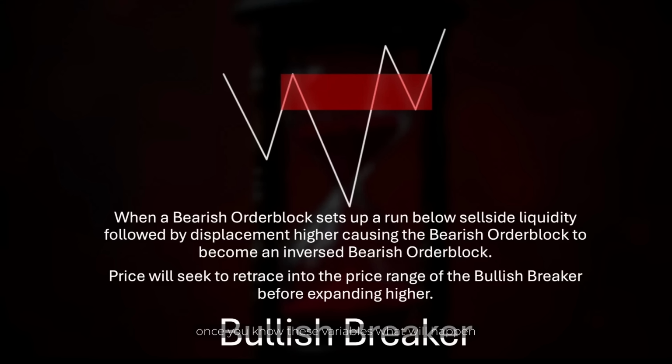Because once you know these variables, what will happen is that the market will seek to create these arrays. And when I say the market, I'm referring to IPDA, the interbank price delivery algorithm, for your info. But what will happen is that IPDA will seek to create these algorithmic signatures. They will be shown to you because what's happening is that IPDA is in a rush to reprice towards a specific level.